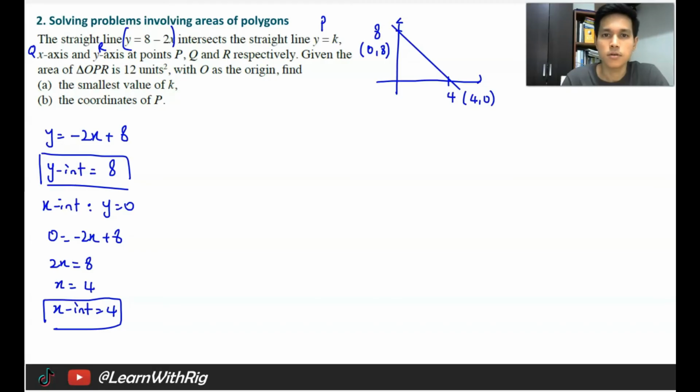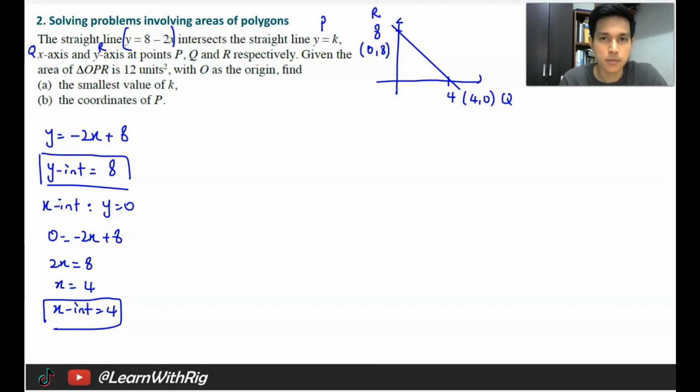So this should be your straight line. (4, 0) is point Q, right? And (0, 8) should be point R. Now, we've got two of the intersection points, right? Except one more, which is P.